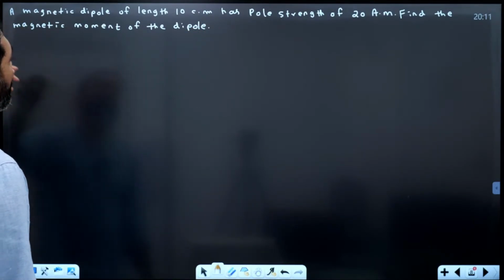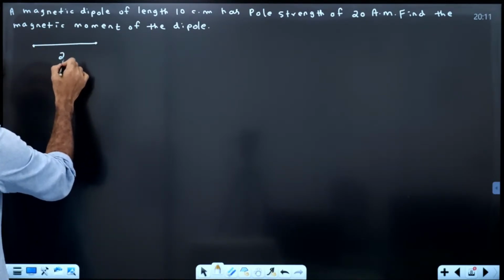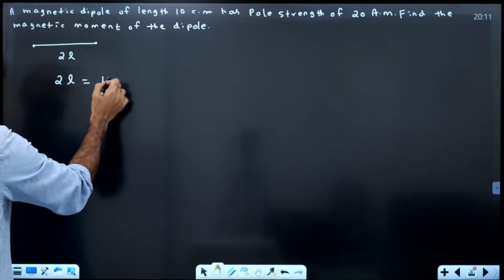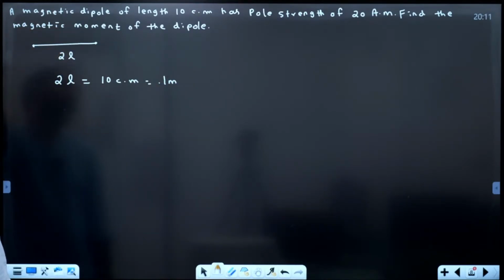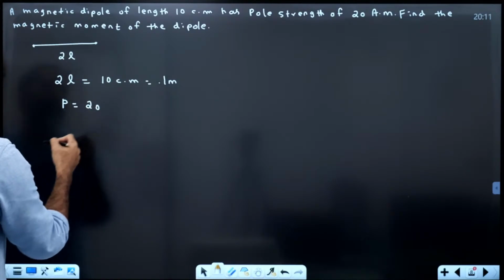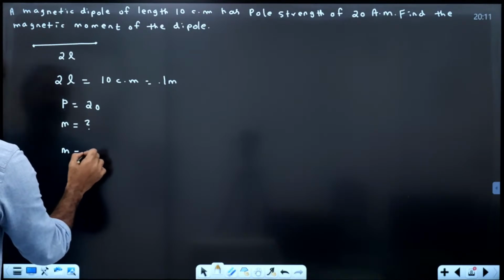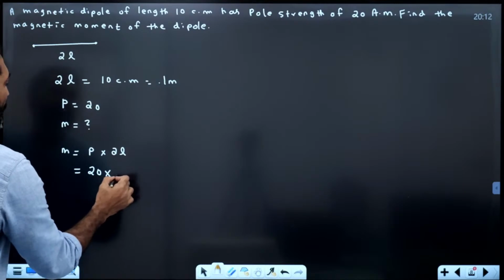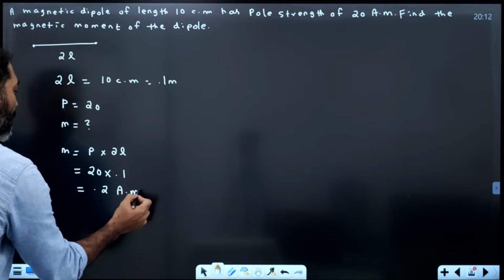Magnetic dipole of length 10 centimeter. So for dipole length, always remember, we represent it as 2L. So given 2L is equal to 10 centimeter, which is equal to 0.1 meter. Pole strength P is equal to 20 ampere meter. Find the magnetic moment M. It's very easy. We know that M equals P into 2L. P is 20, 2L is 0.1. 20 into 0.1 is what?